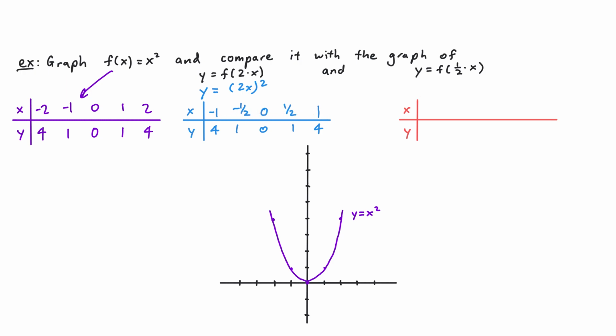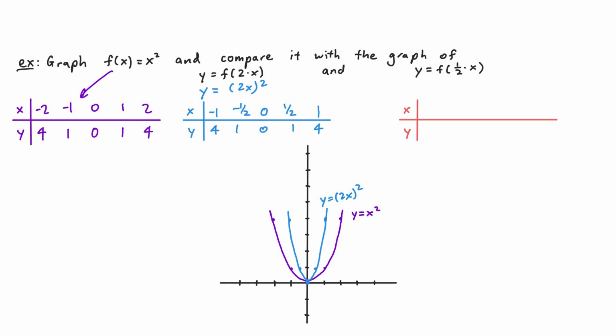If we plot these points, we have -1, 4, -1/2, 1, 0, 0, 1/2, 1, and then 1, 4. Connecting these points, we get the following graph. So this here is the graph of y equals, in parentheses, 2x squared.